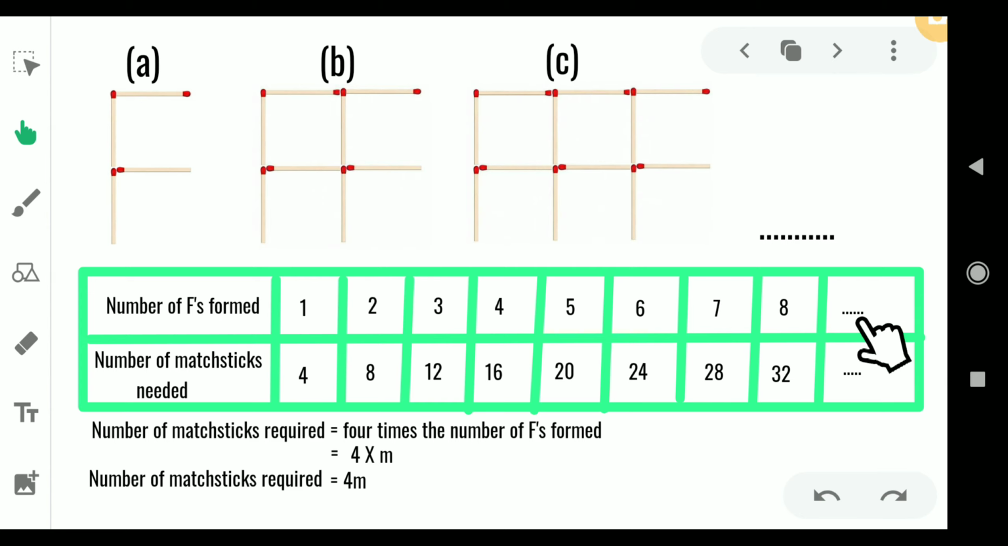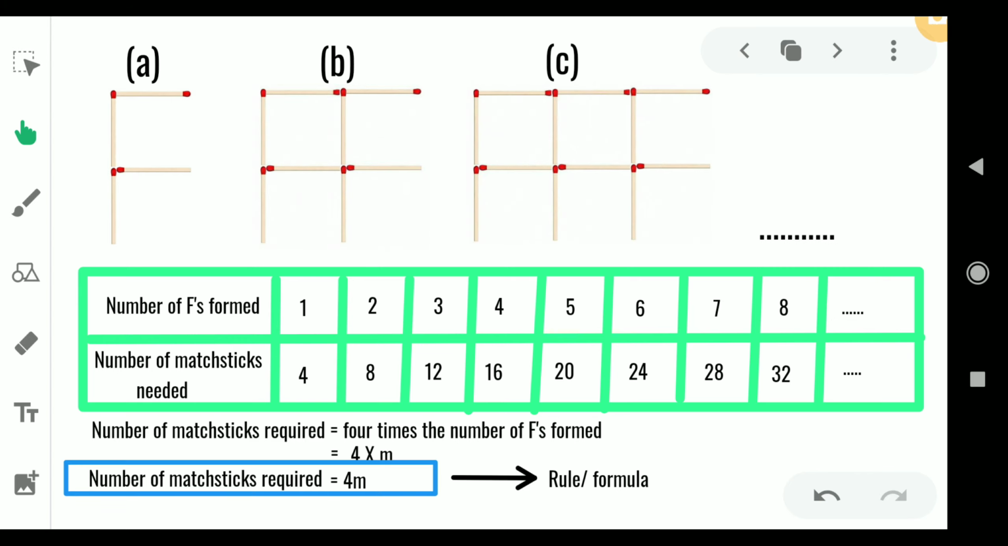That unknown quantity is represented by M, and this gives us that the number of matchsticks required is always equal to 4 times M. Why is this 4 times? Because the number of matchsticks required is always 4 times the number of F's formed. So this is how we can write a general rule or general formula for finding the number of matchsticks required for making the F's.